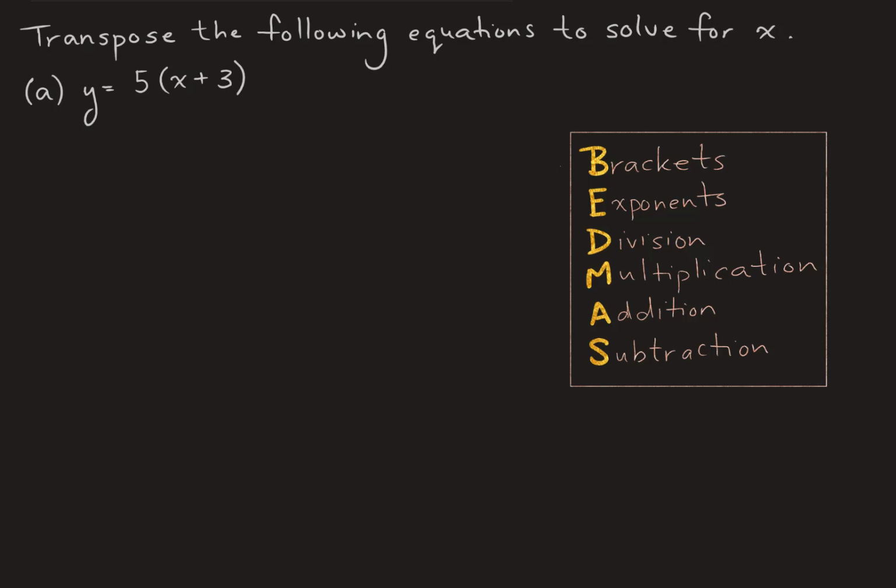Okay, so here's our first example. Transpose the following equations to solve for x. So we want to isolate this variable x, and it's in the middle of this equation. So we're going to have to rebalance this equation, rearrange these terms.